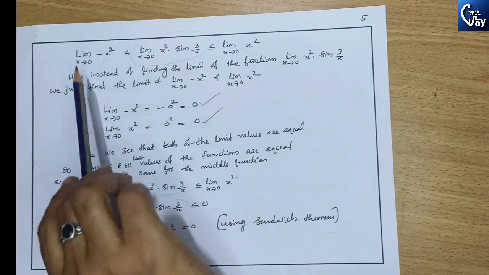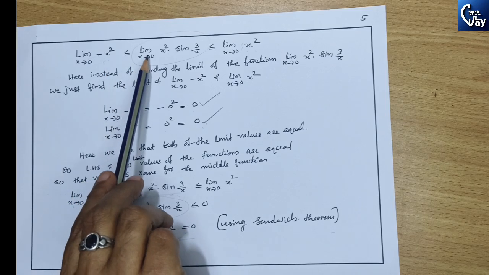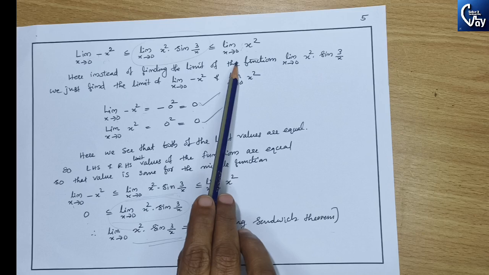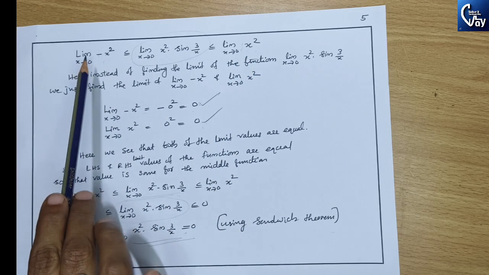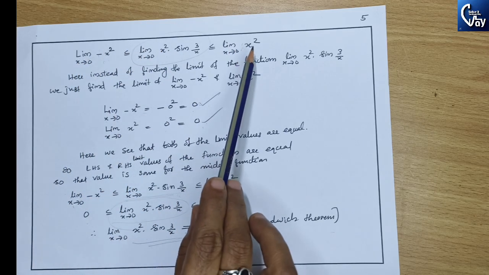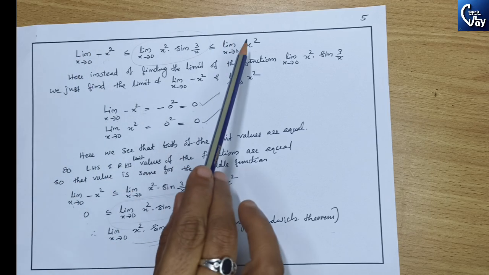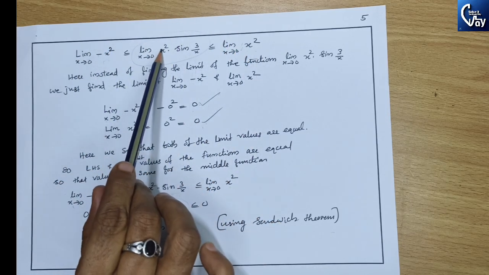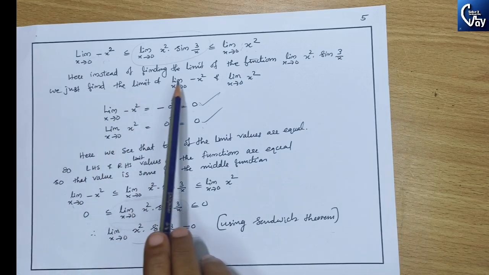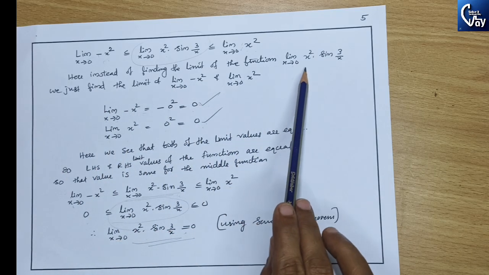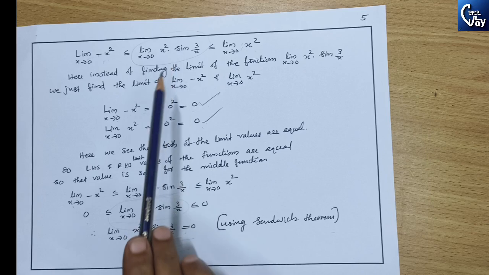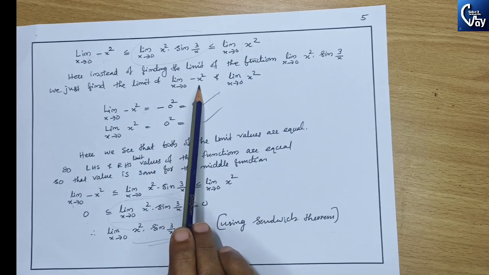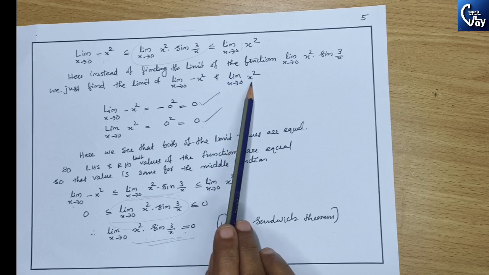Then limit x approaching 0 of minus x square less than or equal to limit x approaching 0 of x square into sin 3 by x less than or equal to limit x approaching 0 of x square. This is f of x, g of x, h of x. Find the limit of f of x and h of x, and if both of them are equal, then that value is applied to g of x. Is it clear? Here, instead of finding the limit of x square into sin 3 by x, we just find the limits of these two: limit x approaching 0 of minus x square and limit x approaching 0 of x square.